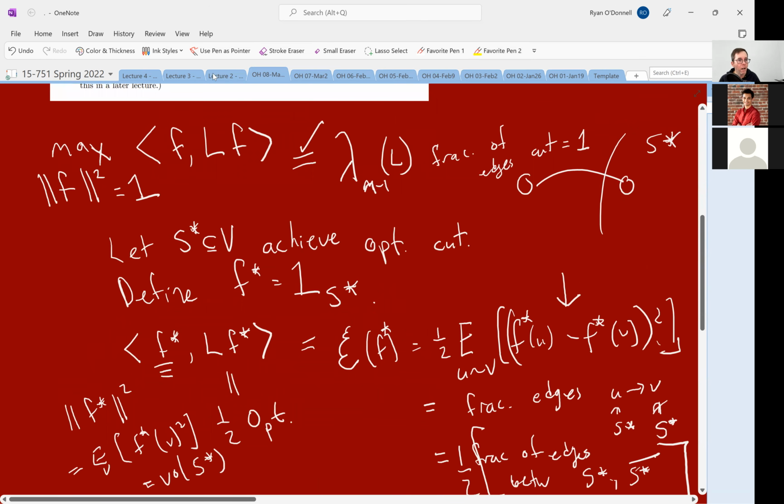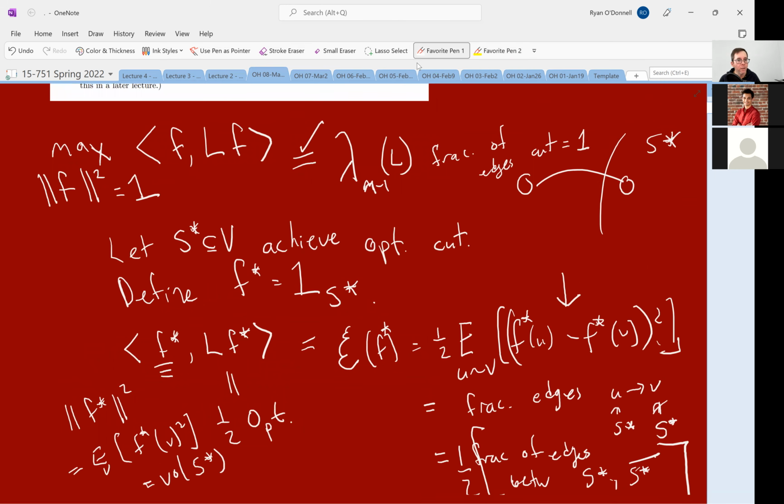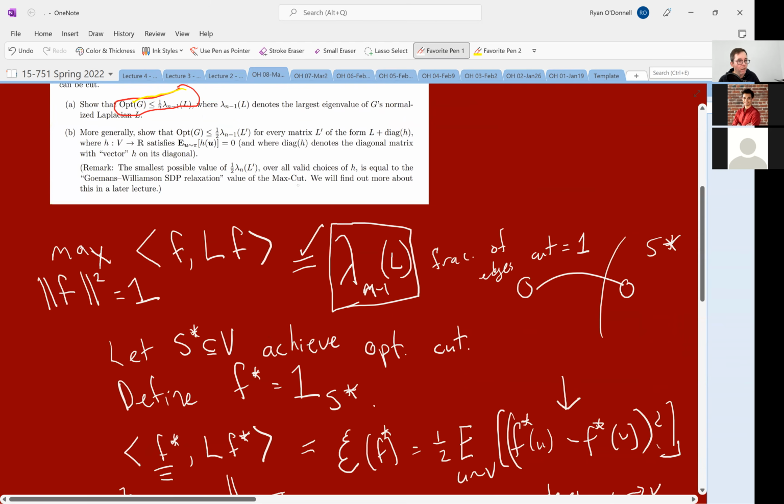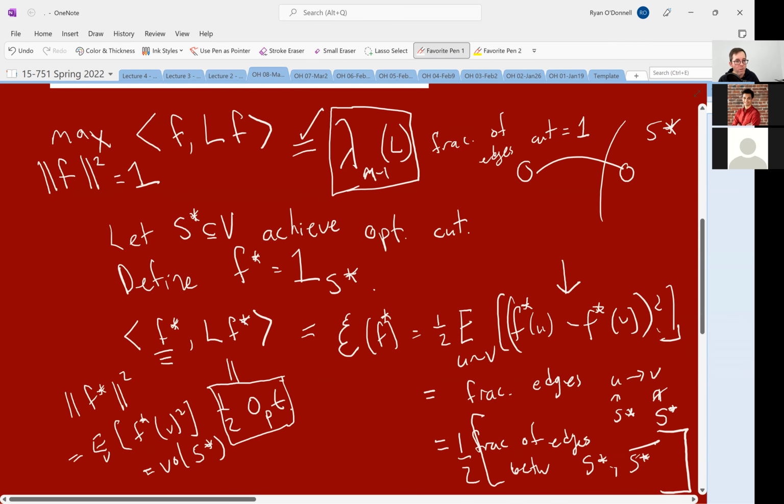Let's see. So this is indeed the maximum eigenvalue. Oh, okay, so it's fine. You're saying the optimum is at most 2 times. Is that going the right way? I think, oh no, it's not going the right way. I think it's the other way. Yeah, the factor of 2 is kind of wrong.